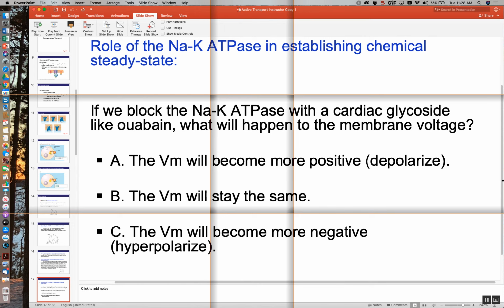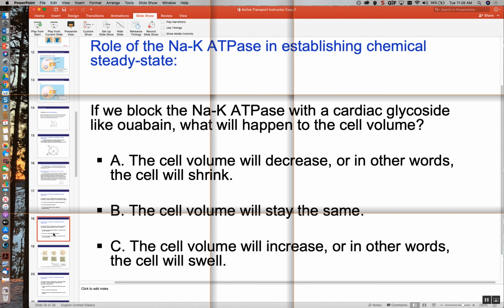Wait, so positive charge inside the cell, one would flow outside the cell, inside the cell. So think about this in terms of osmolytes now. Osmolytes, osmotic pressure, osmolytes. With every turn of the pump, you're actually removing one osmolyte. If you block it, osmolytes are going to accumulate. Water's going to move into the cell. It's actually going to swell. All right?